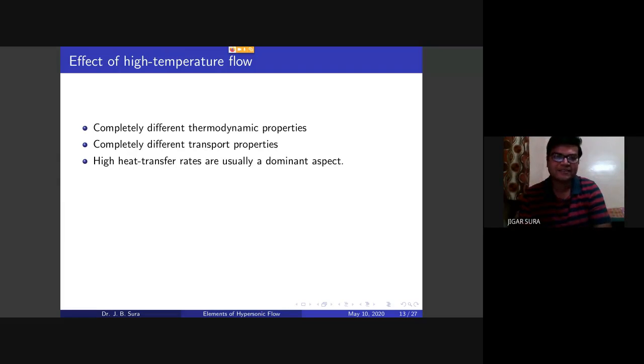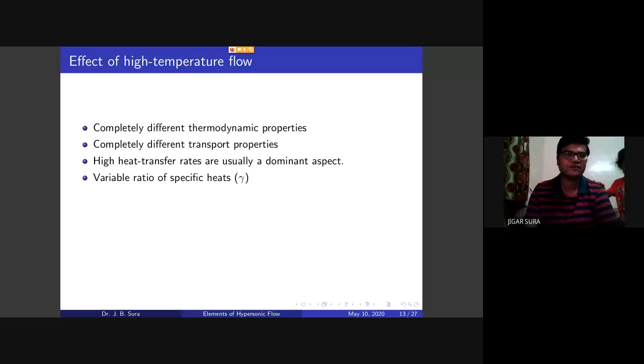Then high temperature means high heat transfer rate. So in supersonic flow, when we solve normal Laplace equations, we don't talk about heat transfer rates usually. In fact, when we talk about inviscid flow, we don't talk about it. But in the actual case of hypersonic flow, it is a very high heat transfer rate, which can lead to melting of the skin also.